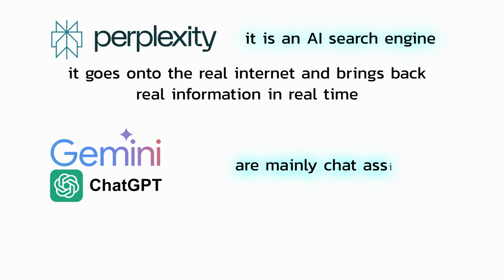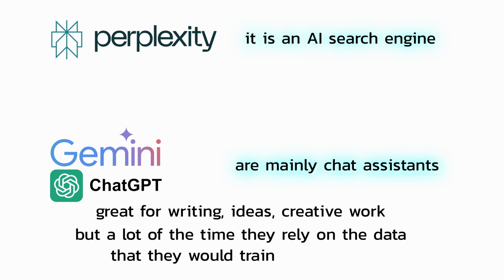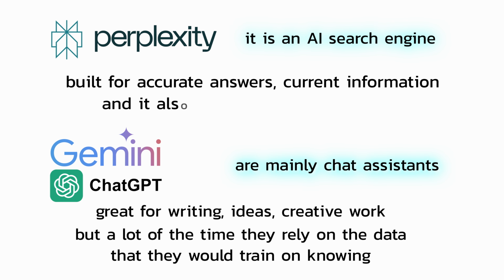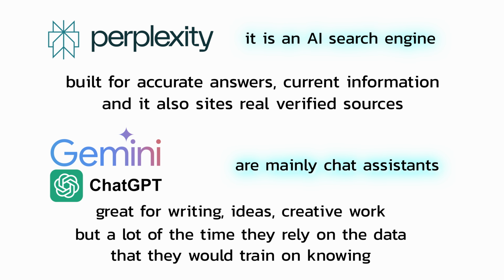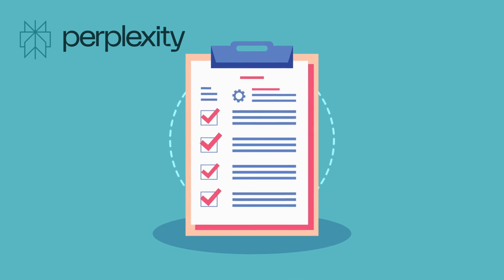ChatGPT and Gemini are mainly chat assistants. They're great for writing, ideas, and creative work, but a lot of the time they rely on the data that they were trained on. However, Perplexity, on the other hand, is built for accurate answers and current information, and it also cites real verified sources. So it's more like having a research assistant who fact checks everything as they go along. So that's basically it. Perplexity is more of an AI search engine, and it relies on external sources rather than its own data.